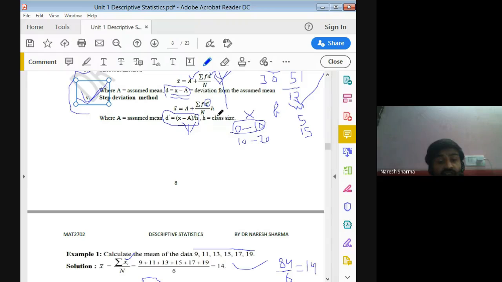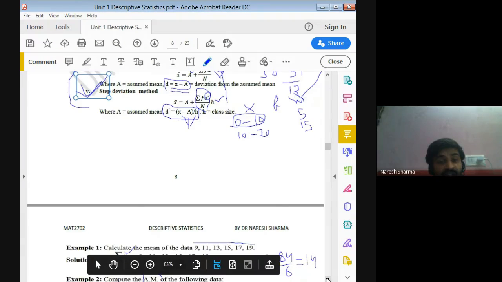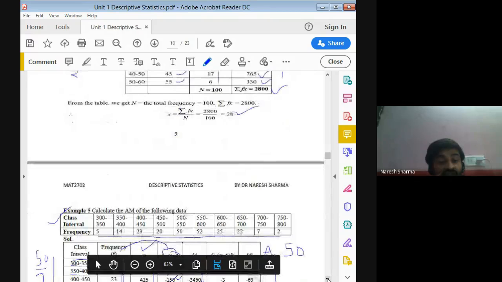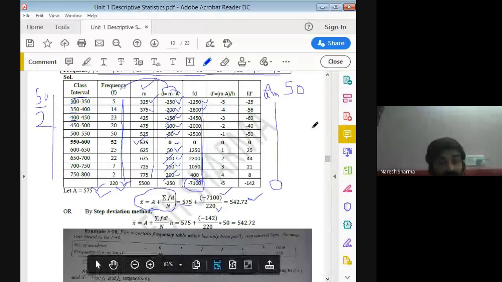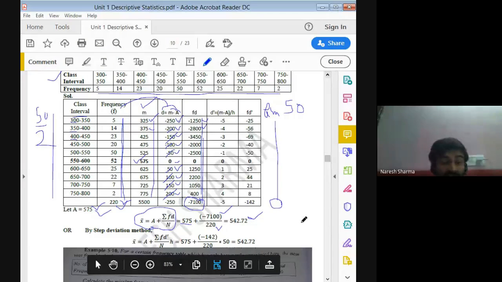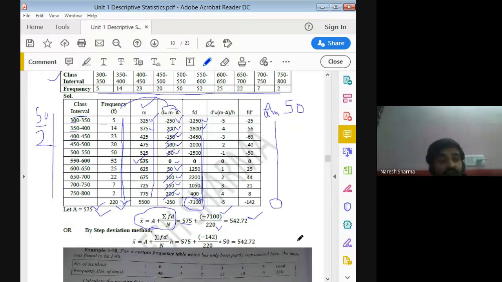Once you divide with your step size, you also multiply the summation f into d dash by n with your h. So kindly keep in mind, once you divide by h, you need to multiply by h also. This question is already completed, but we are doing it with another method. You need to do it with only one method. It's your choice which one you follow.